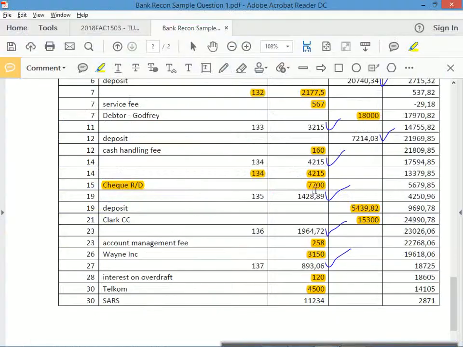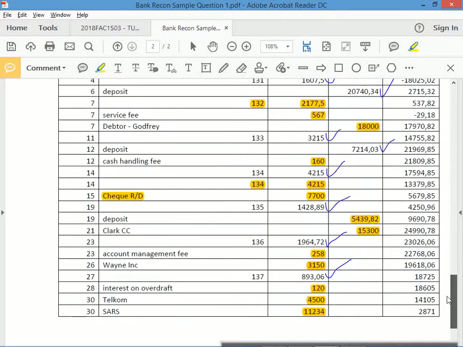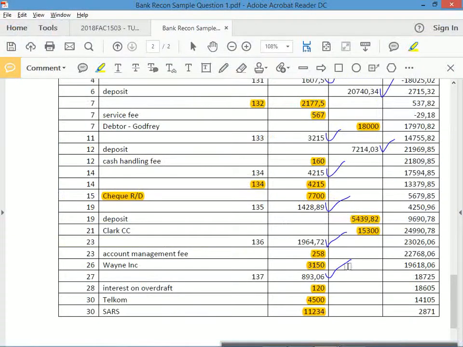Right, and then the last one in your bank statement, SARS. Okay, that's a debit, 11,234. Yeah, that was a debit order for SARS, for VAT. 11,234. That's going to go here, SARS. Okay, 1, 1, 2, 3, 4. Right, so now you've looked at the bank statement. Everything I've looked at, so big tick for all of this.